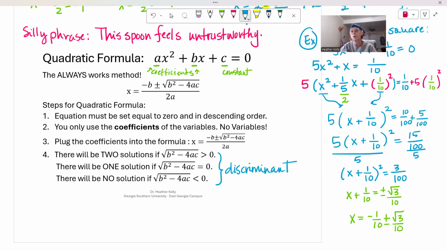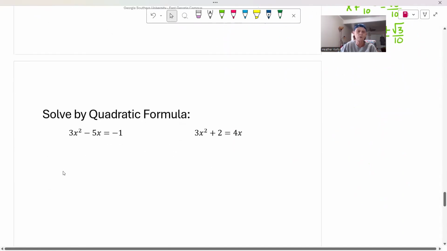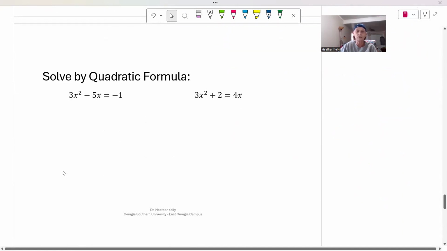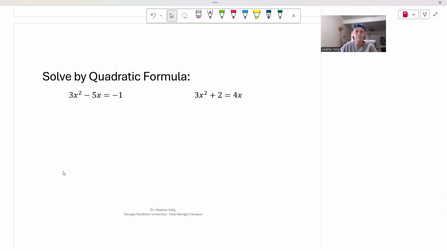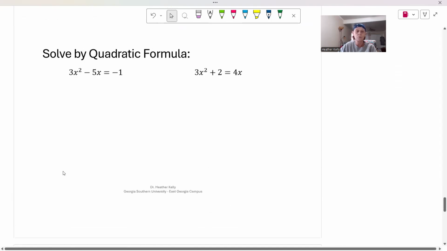And no solution. If that discriminant is a negative number, well, the square root of a negative number is an imaginary number. It's complex, it's not real. So it's no real solution there. Okay. All right, so let's knock a couple of these guys out. I know you've done this before, but for the people that maybe have not or have not seen them in a while, I've got a couple here.